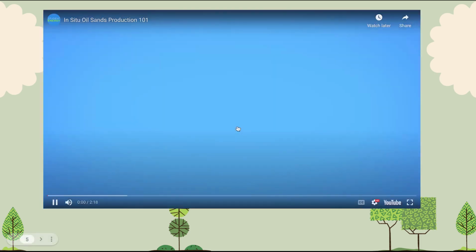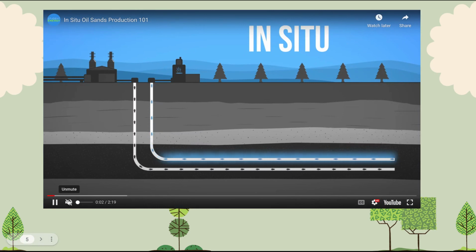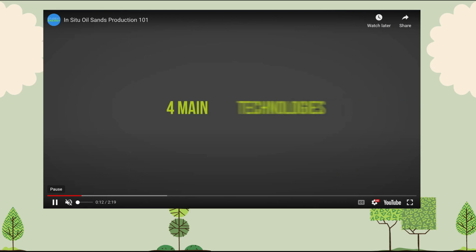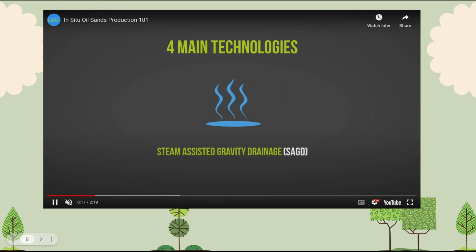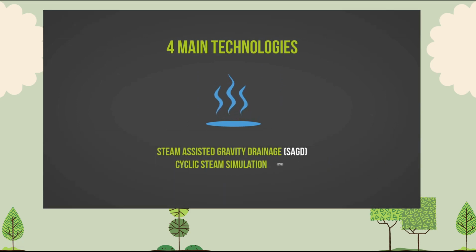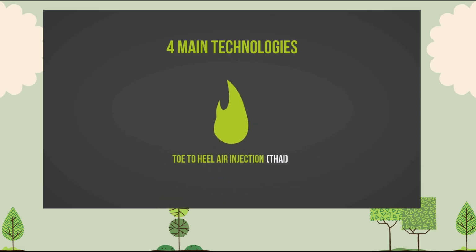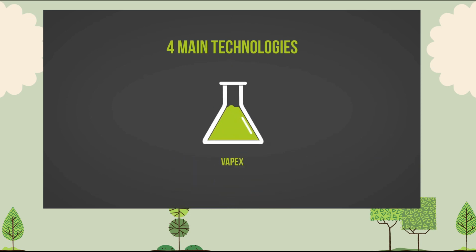In situ. In situ refers to a group of oil sands technologies used to recover bitumen that is too deep beneath the surface to be mined and too viscous to flow on its own. There are four main technologies used in in situ production: steam-assisted gravity drainage, or SAGD, and cyclic steam stimulation, or CSS, use steam as a means of reducing viscosity and producing bitumen. Toe-to-heel air injection, or THAI, involves igniting air in a vertical well to melt and recover bitumen. And VAPEX uses solvents to reduce the viscosity of bitumen for recovery.